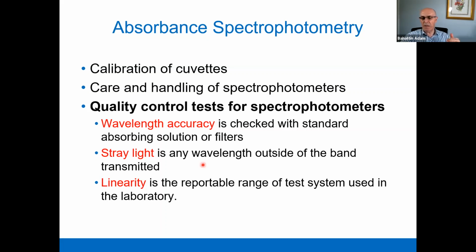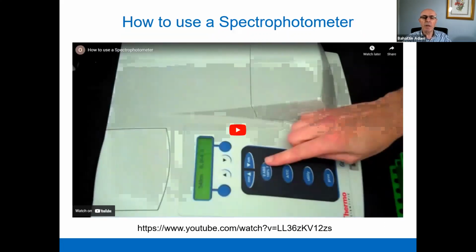Wavelength accuracy is checked with standard absorbing solutions or filters. We have to check standard absorbing solutions or filters periodically in order to have an accurate wavelength. Also the linearity of the test, which is also known as the reportable range of the test system, is important. Now let's see the spectrophotometer.